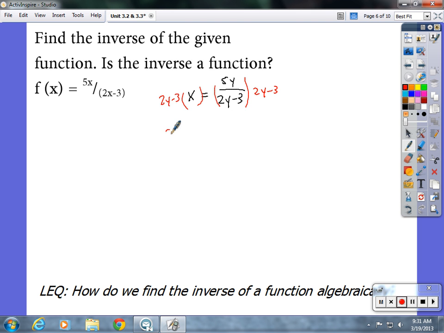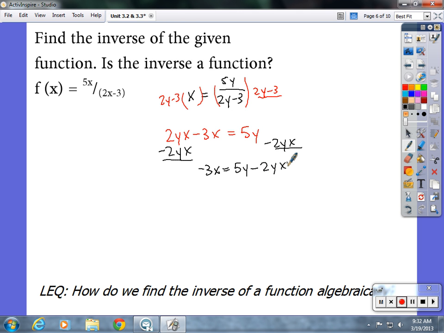So we end up with 2yx minus 3x equaling 5y. Okay, if we're solving for y, we want to get all of our y's on the same side. The reason we did this is because we didn't want the fraction. So let's get our y's on the same side. So I'll subtract 2yx from both sides. So I end up with negative 3x equaling 5y minus 2yx.